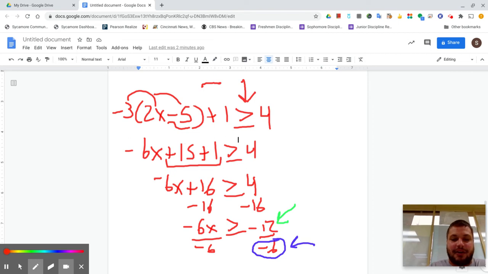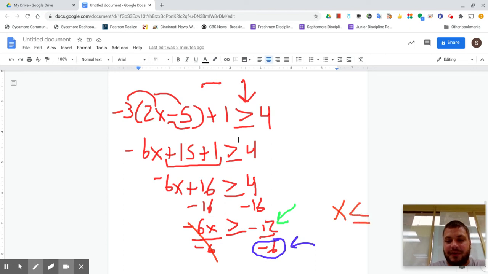Okay? So now what I have is x. It's no longer going to be greater than or equal to. I'm going to flip it over: x is less than or equal to positive 2. All right.